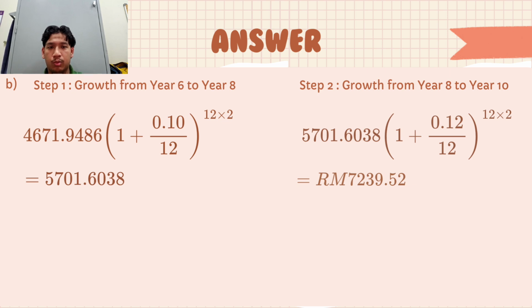So substitute it into the formula and we will get 5701.6038. Then moving on to step number 2, where the savings rate increases to 12% compounded monthly. So from here, we just use the same formula, which is future value of compound interest, and substitute all of the information, and we will get the final answer, which is RM 7239.52.